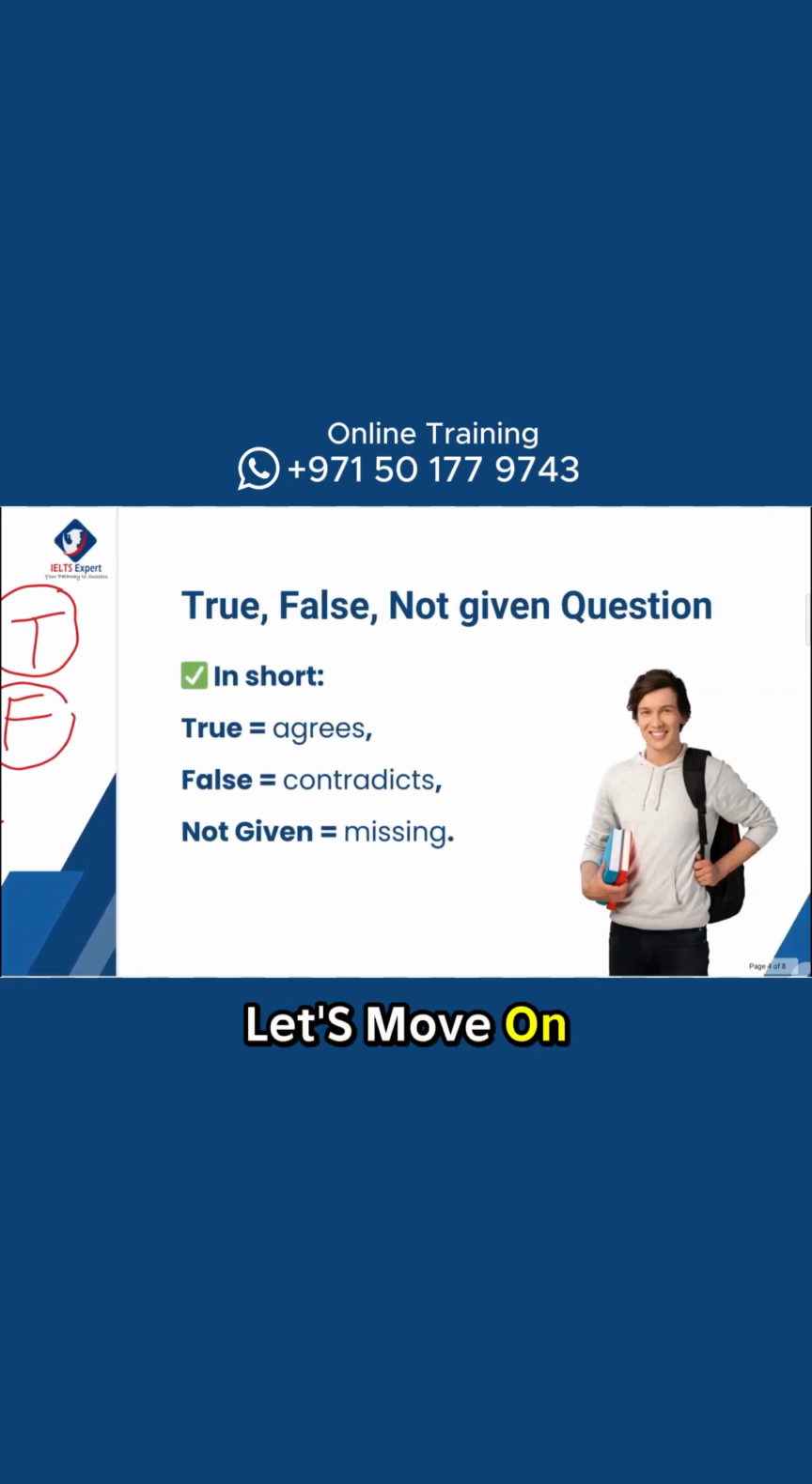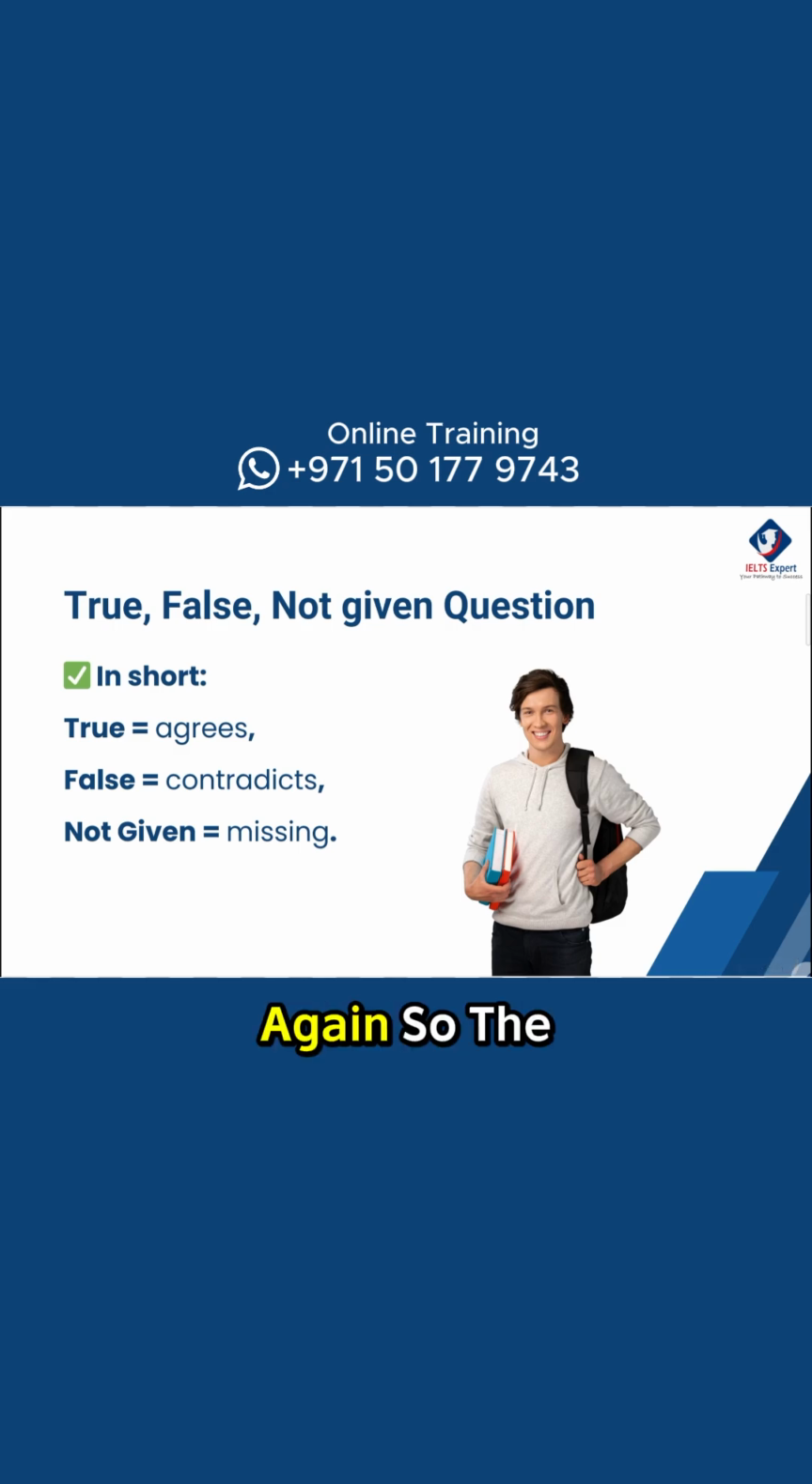Now let's move on again. In short, when the statement agrees, we'll write true. If the statement contradicts, then you're going to decide false. And if the information is missing in the passage, then you're going to write not given, right?